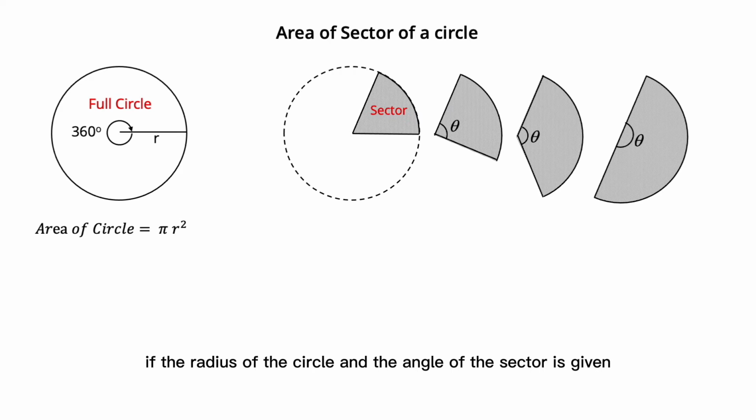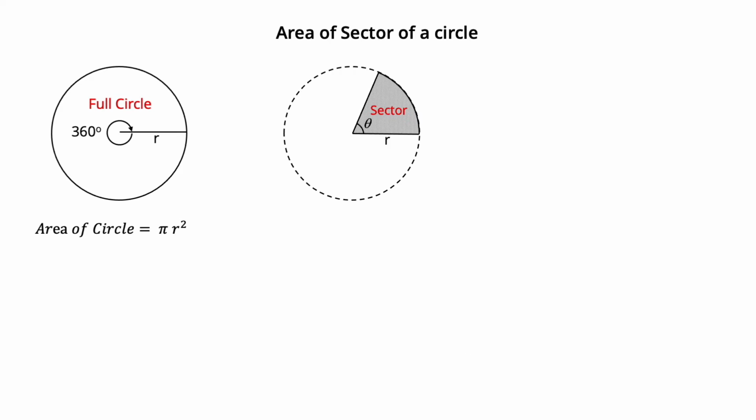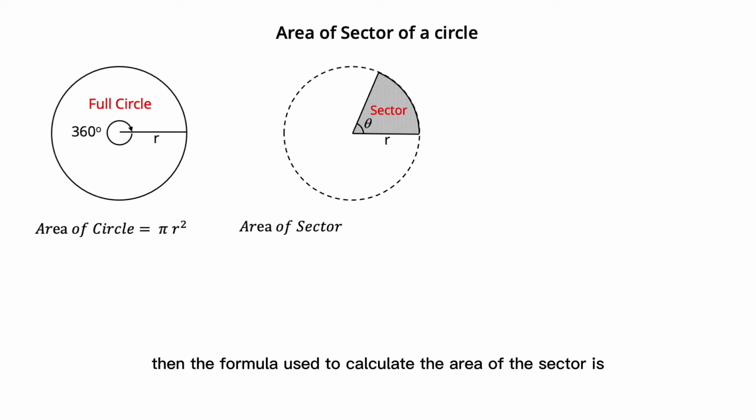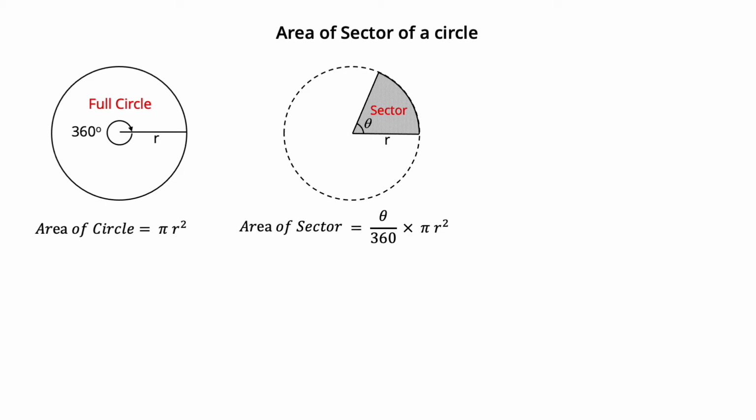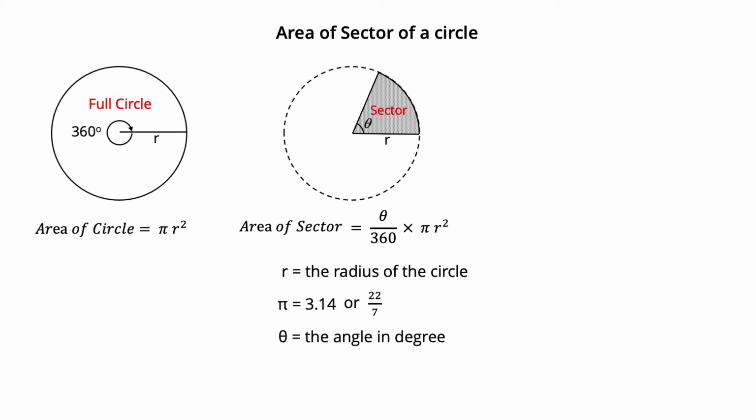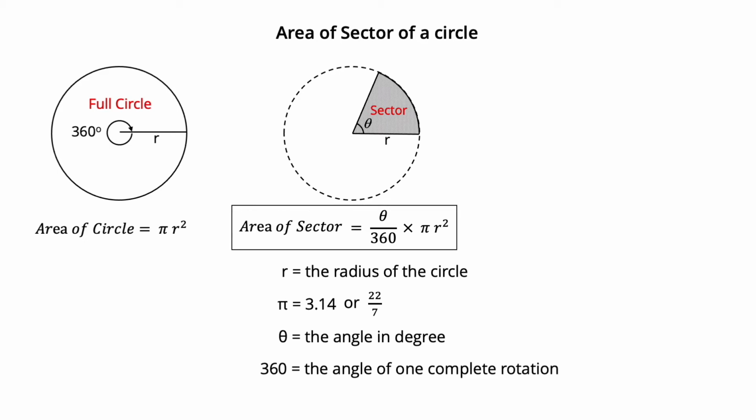If the radius of the circle and the angle of the sector is given, then the formula used to calculate the area of the sector is theta over 360 times pi r squared. R is the radius of the circle, pi is 3.14 or 22 over 7. Theta is the angle in degree. 360 is the angle of one complete rotation. This is the formula for calculating the area of a sector, theta over 360 times pi r squared. Let's work out a few example problems about the area of a sector of a circle.